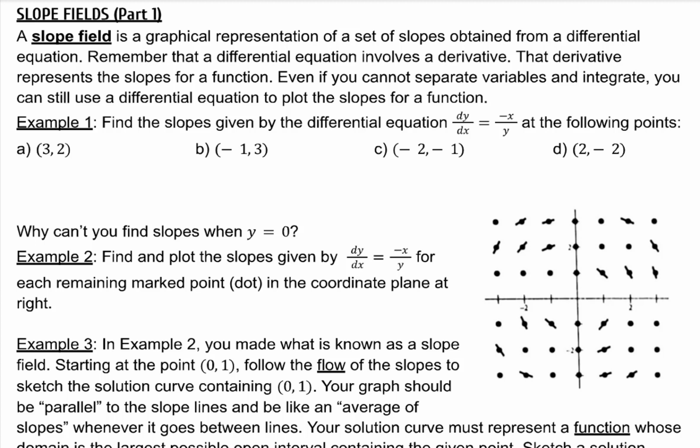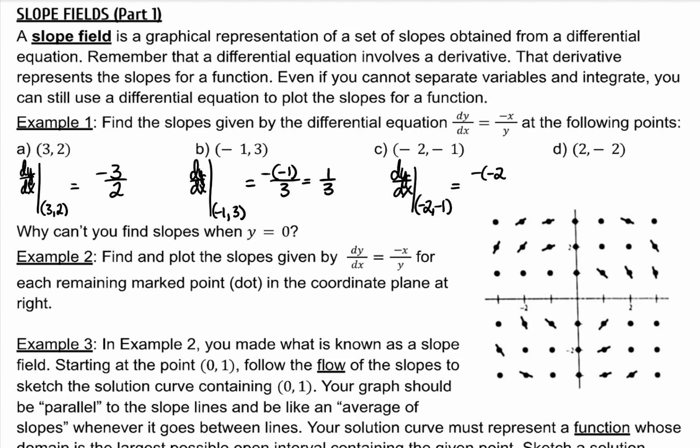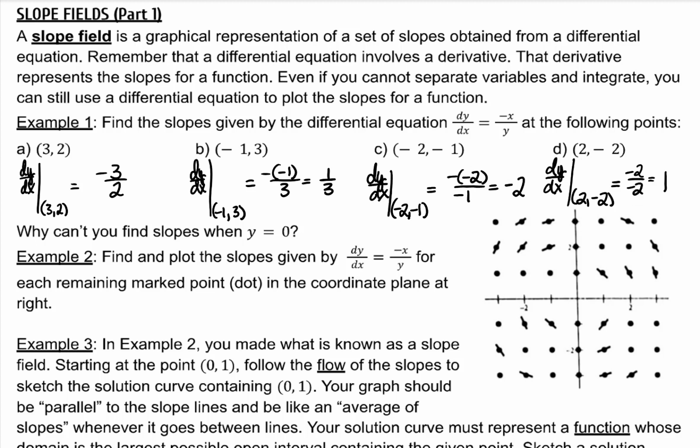Example 1. Find the slopes given by the differential equation dy over dx is equal to negative x over y at the following points. dy over dx is our slope, so to find the slope at a particular point, we take negative x and divide it by y. Now continue evaluating the slopes at each of these points. Why can't you find slopes when y equals 0? That's because y is in our denominator and you can't divide by 0.